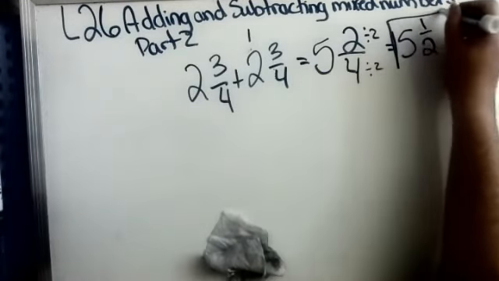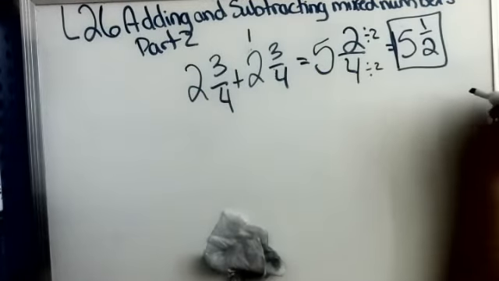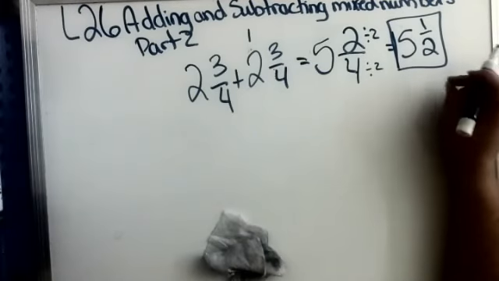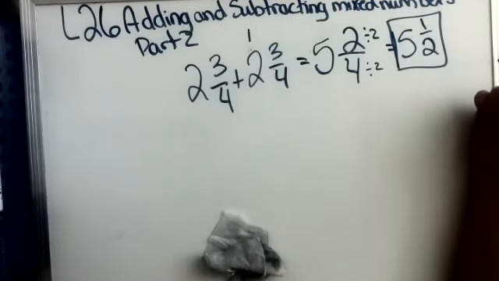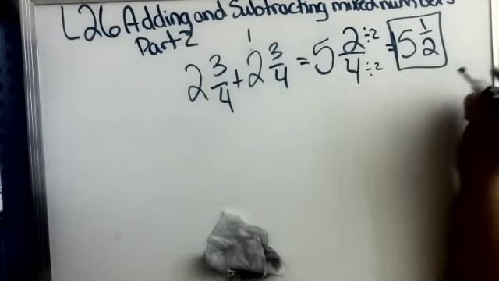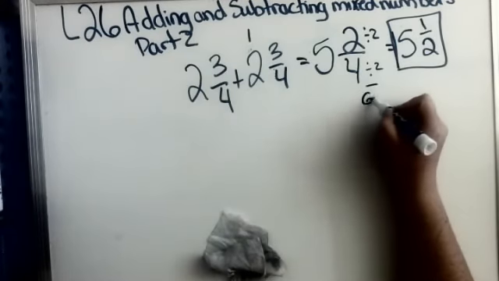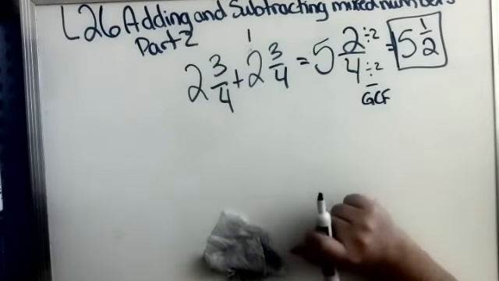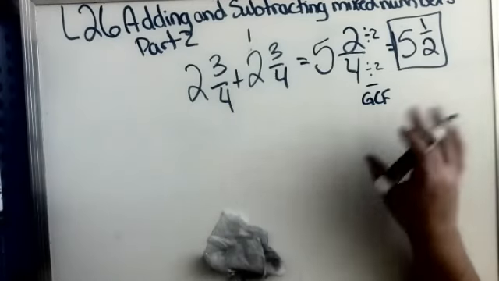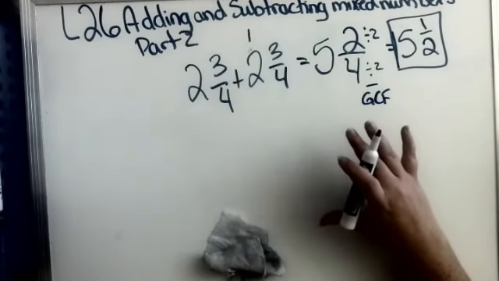Unless it asks you to reduce, you do not have to yet, but as time goes on, you will have to be reducing or going into lowest terms for every single fraction you do, so you might as well get into the habit of it now. Remember, the greatest common factor is what you're dividing by. That is adding for mixed numbers.